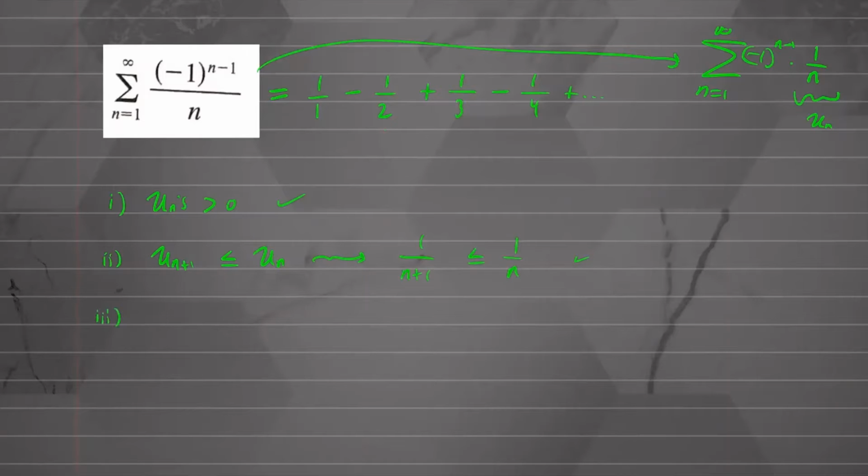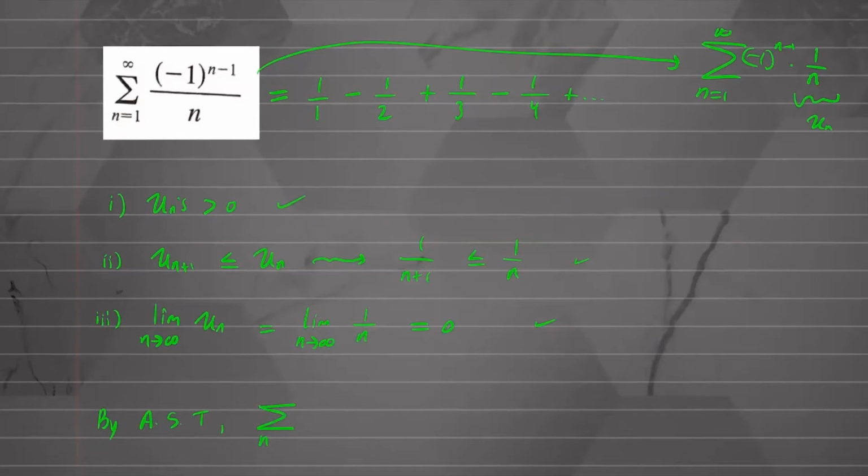And the third condition is the limit. You take the limit as n approaches infinity of your formula u sub n without the alternation. So this is the limit as n approaches infinity of 1 over n. And clearly we see this limit is 0. So checked. All 3 conditions are satisfied. So we can say that by the alternating series test, this alternating series is going to converge. So this converges.